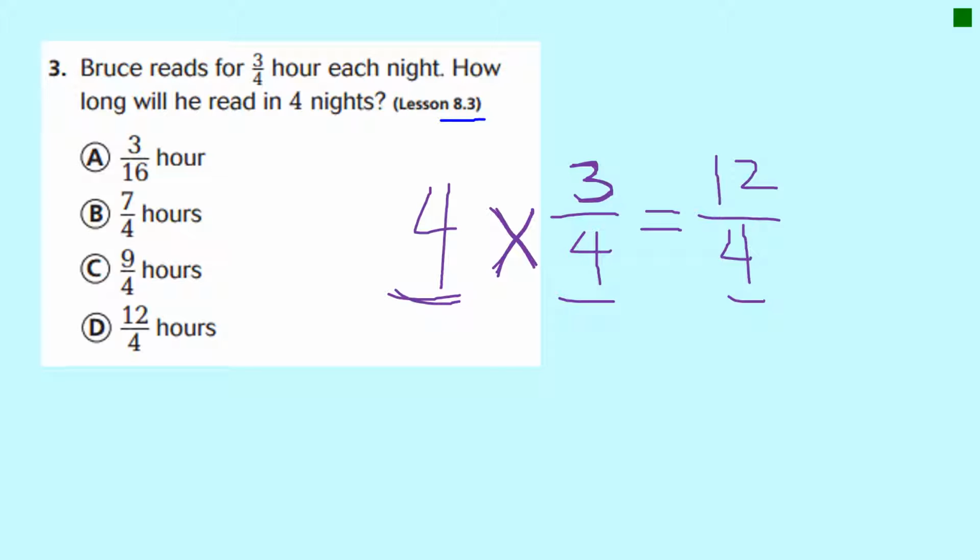Oh, and there it is, D. I thought, boys and girls, did you think that you were going to have to change this? Because it's a fraction greater than 1, isn't it? I'm going to do it anyway. What's 12 divided by 4? Okay, right? How many whole times can 4 go into 12? That's 3, whole number 3. So Bruce reads for 3 hours in 4 nights.